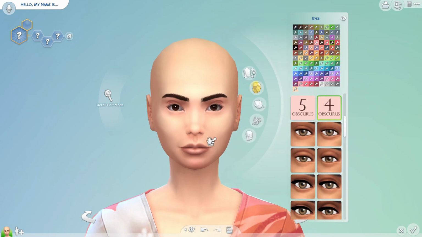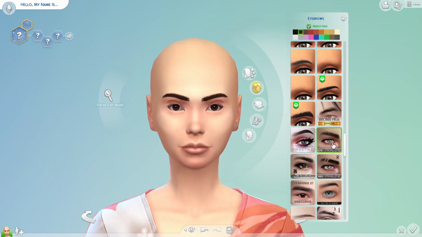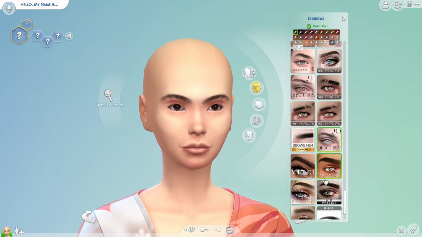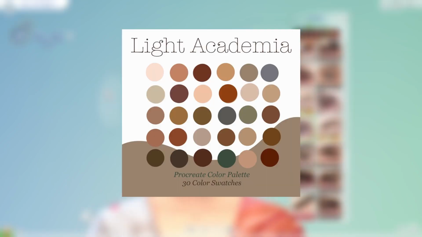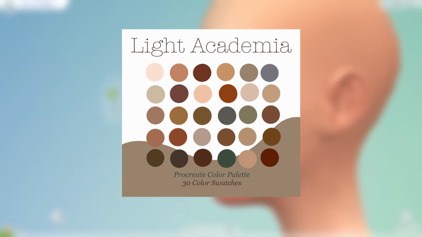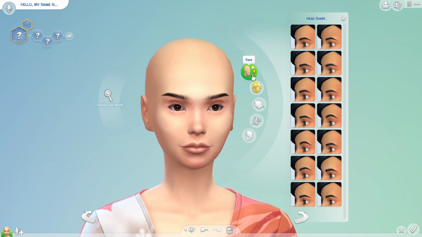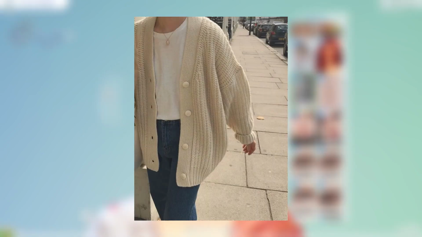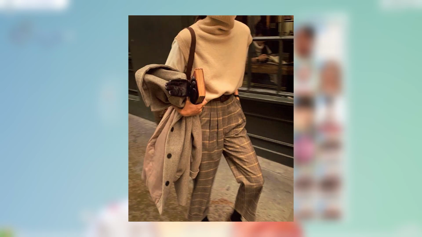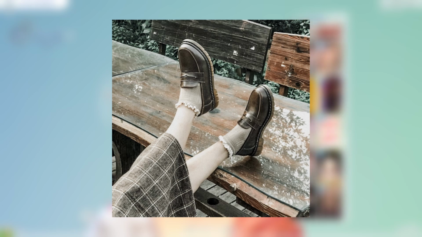As you can probably tell by the name of the aesthetic, light academia has more of a light color palette when it comes to fashion. This often includes light browns, beige, creams, and sometimes a muted green. Some fashion essentials consist of knitted cardigans, sweaters and sweater vests, plaid, literally everything, pleated skirts, trench coats, loafers, and leather satchels.